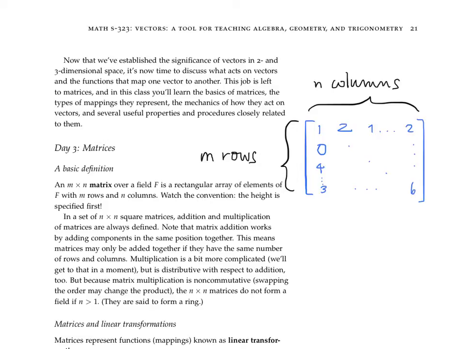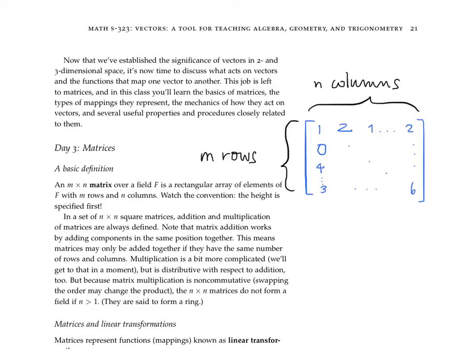You swap the order, it can change the product. In fact, a lot of the time if you swap the order, you may not even be able to compute the product. And so the n by n matrices do not form a field if n is greater than 1. So a 1 by 1 matrix just has one single component in it. But once you get into square matrices with more than one entry, they do not form a field. They're actually said to form a ring, but that's outside of the purview of this class.